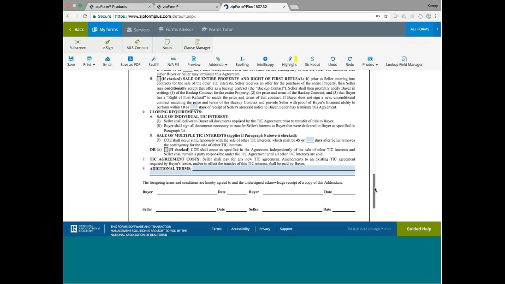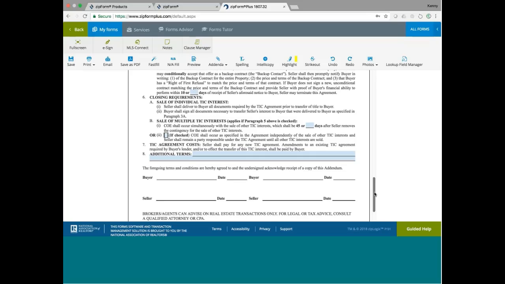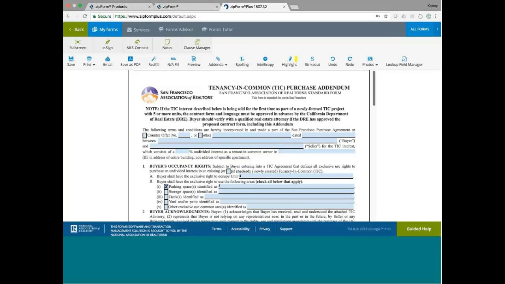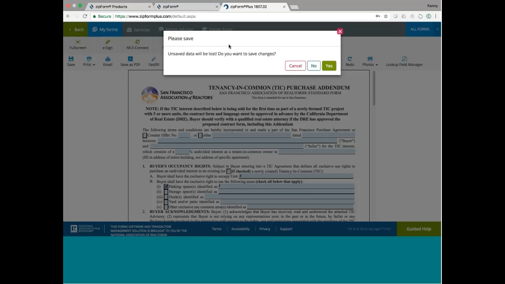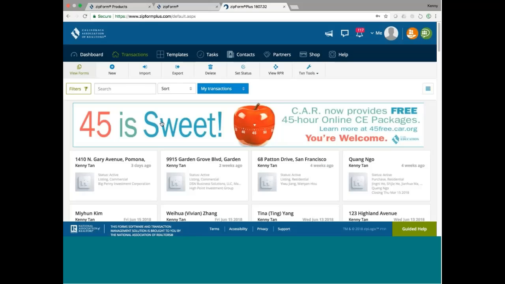TIC agreement cost. Seller shall pay for new TIC agreement amendments to an existing TIC. So if a new TIC agreement is required, seller has to pay an attorney to draft the TIC agreement. Okay? And if you have any other terms, you can go ahead and fill out number 8 here. Okay? Now let's go on to the advisory and the disclosure. So we covered the purchase contract, the TIC addendum, now the TIC advisory.